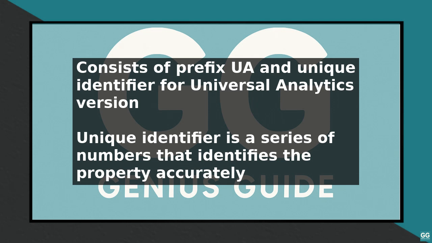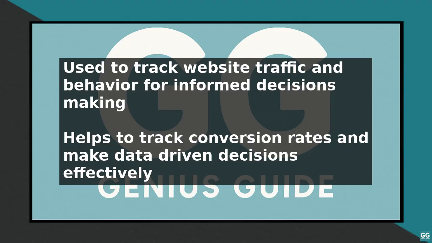In practical terms, the tracking ID can be used to track website traffic, behavior, and conversion rates. For example, an e-commerce website can use the tracking ID to track the number of visitors, the pages they visit, and the products they purchase.